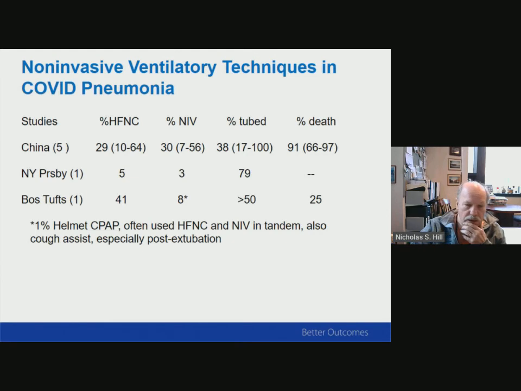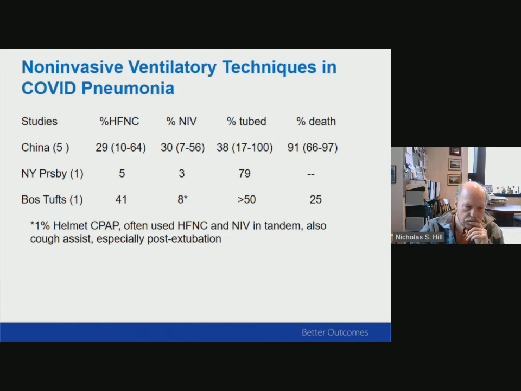Now, when the pandemic hit the U.S., places like New York were reluctant to use non-invasive ventilation approaches because of the generation of aerosol. And so New York Presbyterian, for example, in a study they published, only 5% of patients were put on high flow and 3% on NIV, and 79% got intubated quite early. And in this particular report, they didn't report a death rate because a lot of the patients were actually still in the hospital when the report came out.